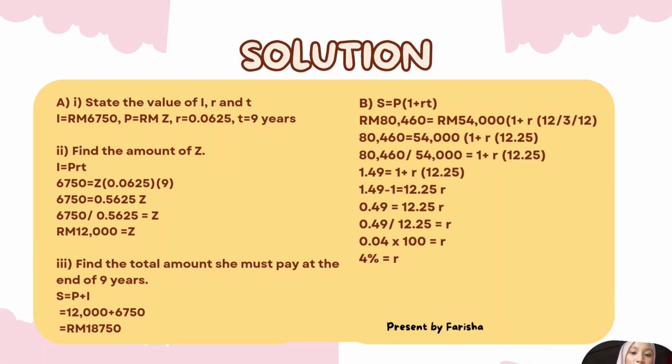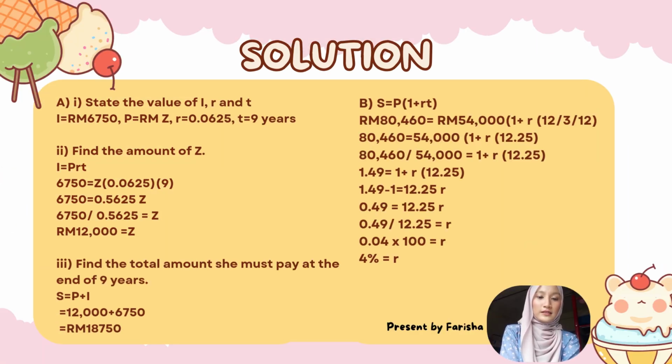For question number 1, state the value of I, R, and T. I equals RM6750, P equals RM Z, R equals 0.0625 and T equals 9 years.